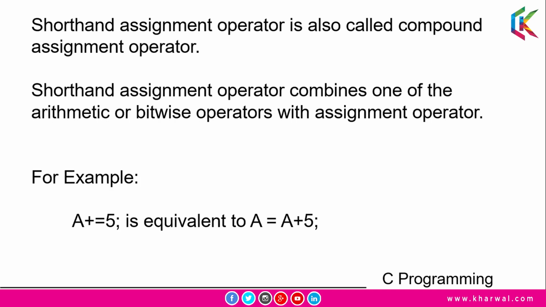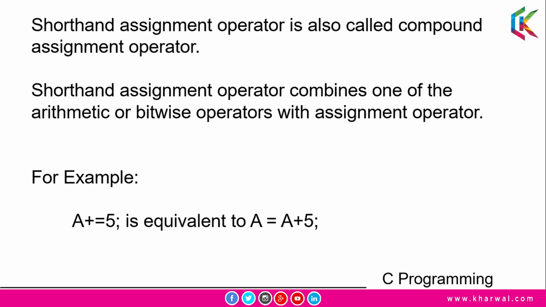So here is the example given: a += 5 is equal to a = a + 5. Actually, they first perform the arithmetic operation between the left and right operand and then assign the result to the left operand. Actually, it first adds 5 to a and then assigns the result to a. So I hope it is clear to you.